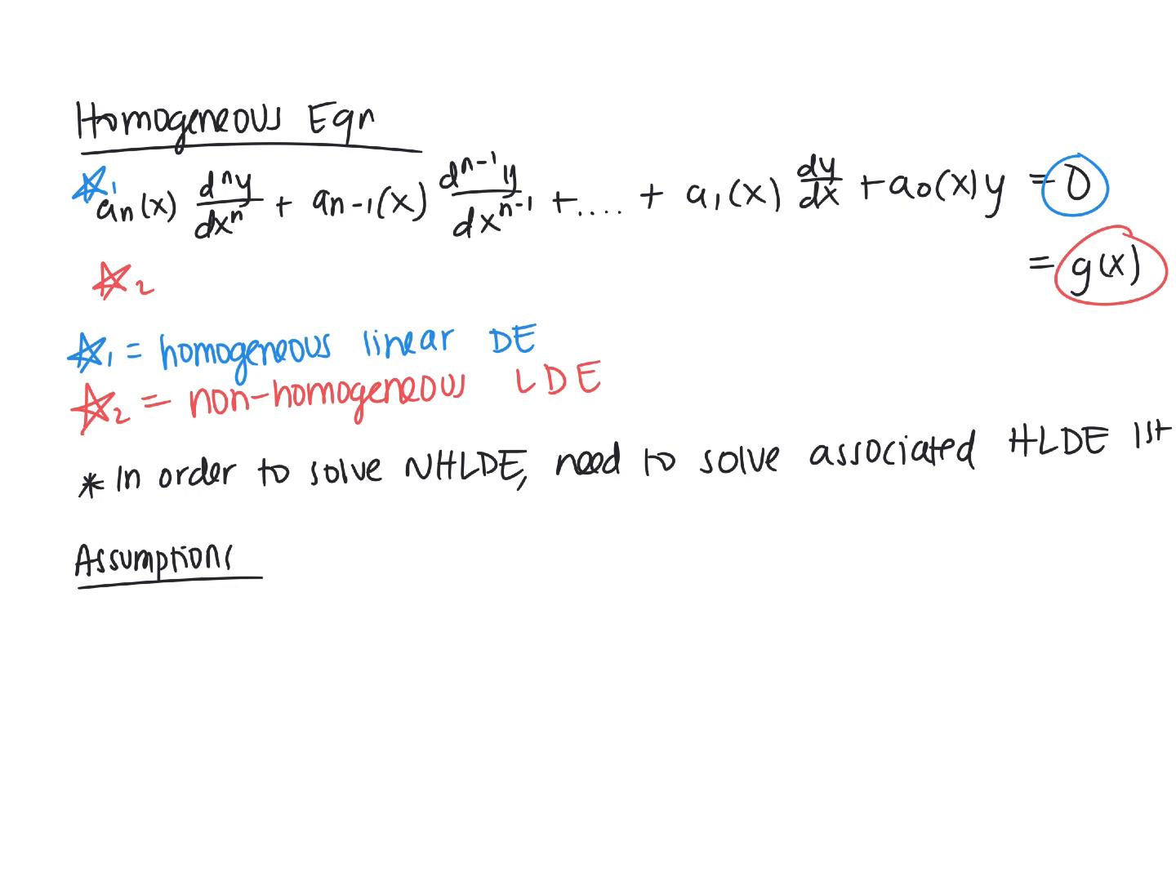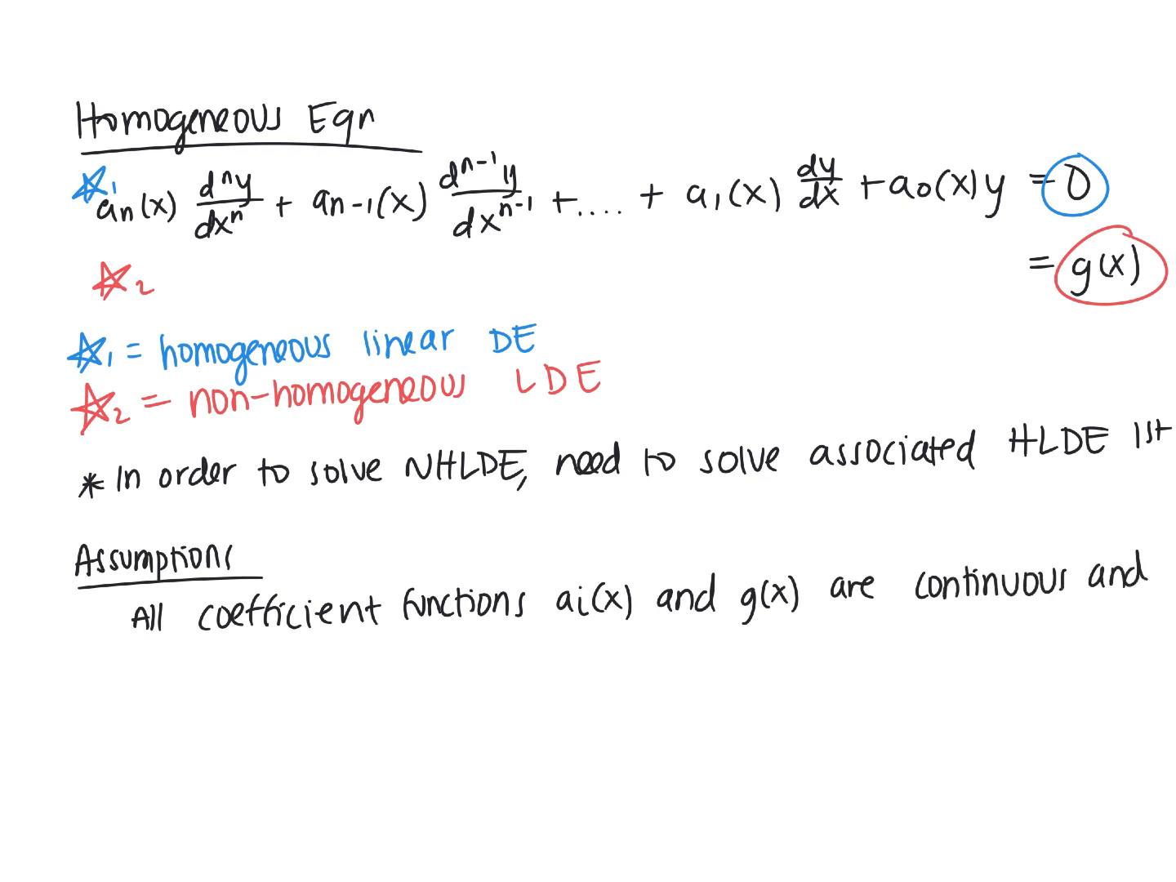Now, some basic assumptions that we are holding here. We are assuming that all coefficient functions ai of x, so an of x, an minus 1, a1 of x, a0 of x, all of those, and also g of x are continuous. And we are assuming that an of x does not equal 0 for all x in the interval. Okay.